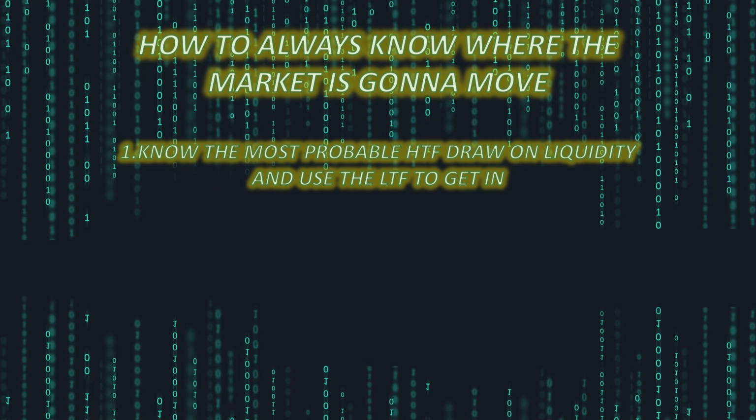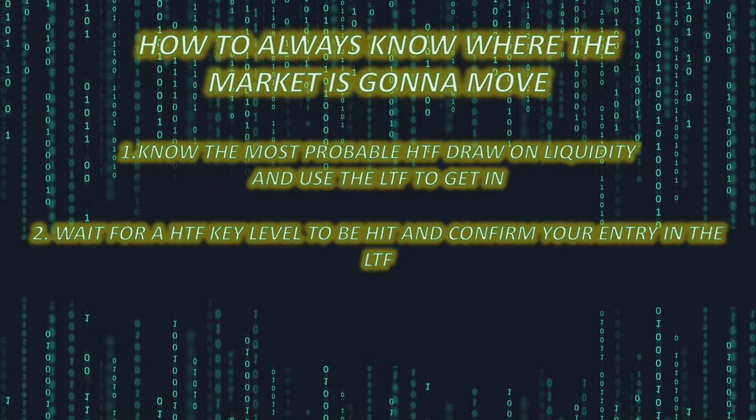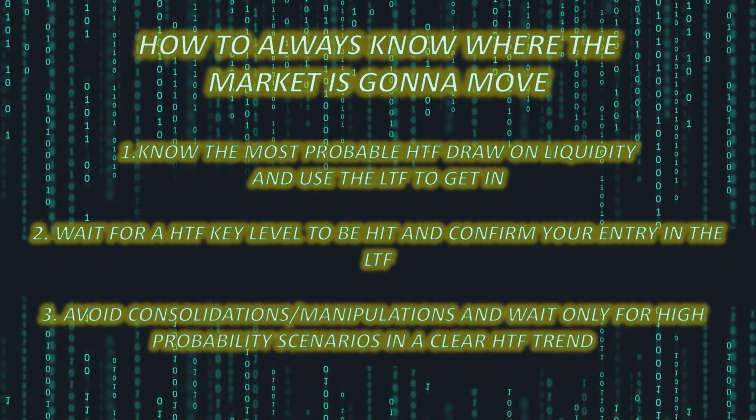The other key to always know if you are right is simply waiting for a confirmation of your expected direction using the lower time frames when price hits a higher time frame level. And the final tip is to wait for high probability scenarios, avoiding conflicting environments, meaning consolidations, contractions, or unclear direction in the higher time frame. Trading the obvious moves is a way to achieve consistency over time.